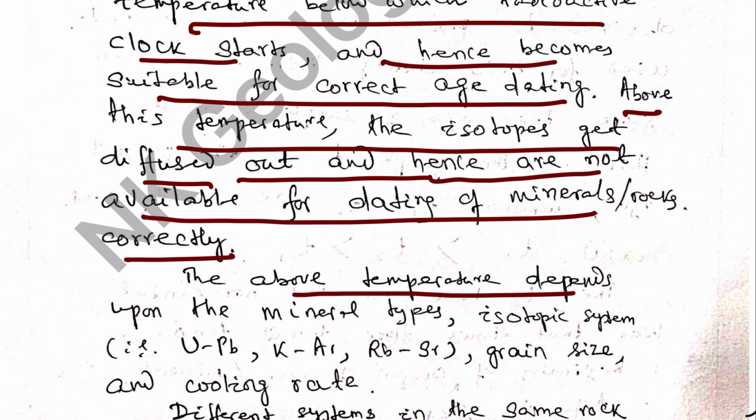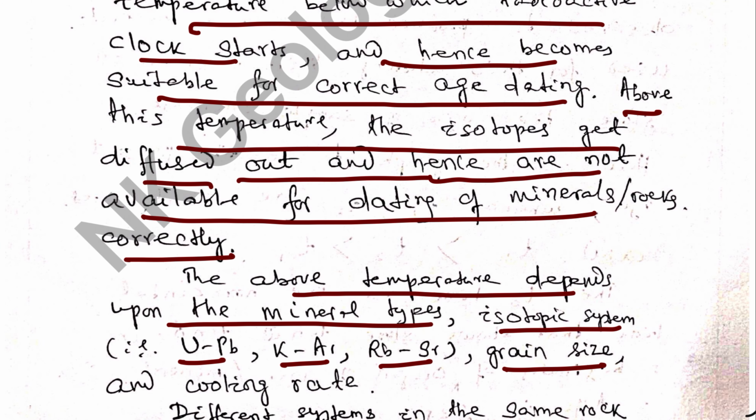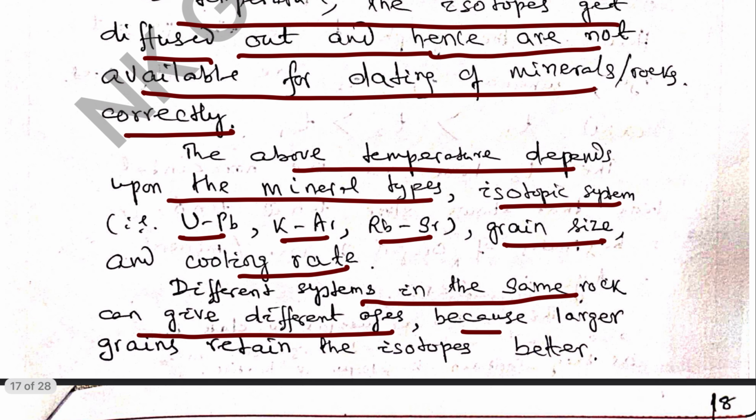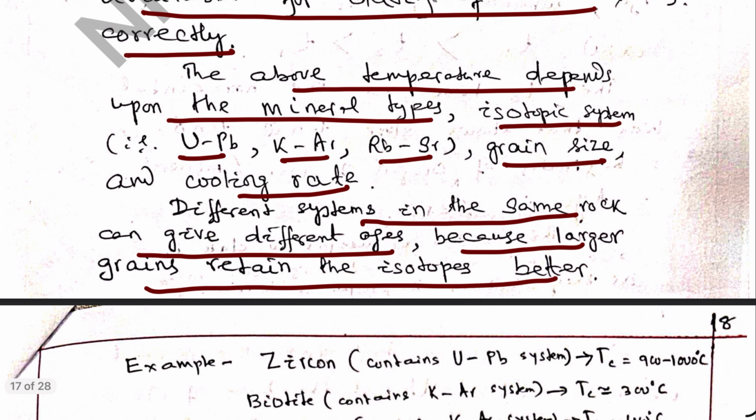The closure temperature depends upon the mineral type and the isotopic system, such as uranium-lead, potassium-argon, rubidium-strontium. It also depends upon grain size and cooling rate. Different systems in the same rock can give different ages. It is because larger grains retain the isotopes better.